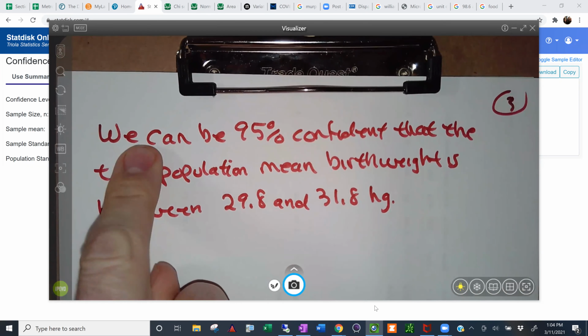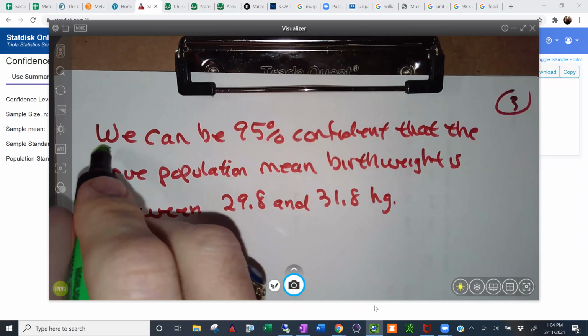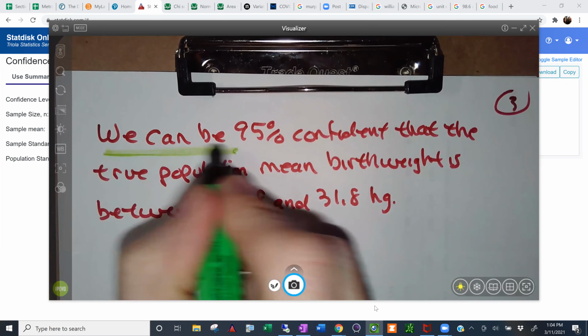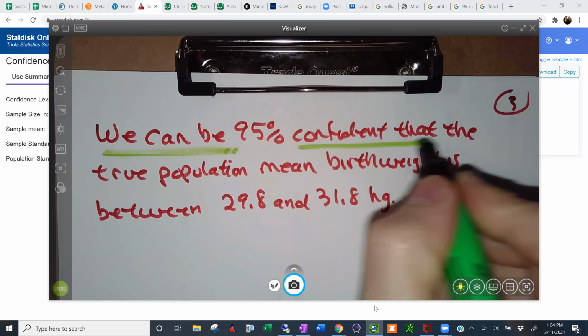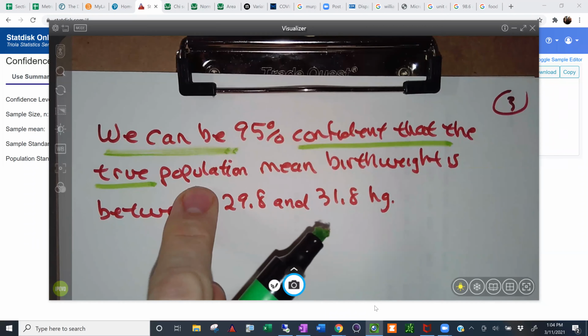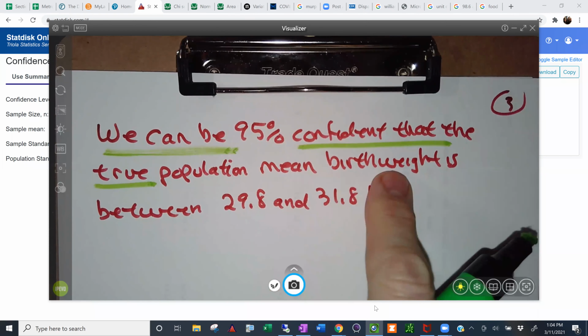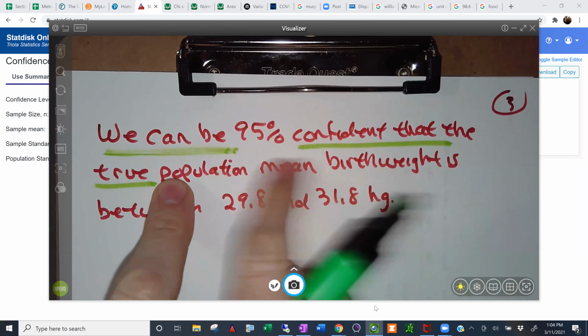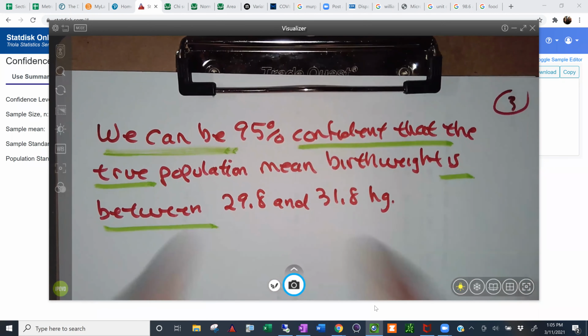Most of this is cookie cutter. You know, this stuff about we can be blank % confident that the true blank. So here's some things I want in all of your statements about your confidence interval. We can be blank % confident that the true, and then you got to talk about what parameter you're dealing with. True population mean birth weights. This part is going to change from problem to problem. Is between, and then fill in numbers.